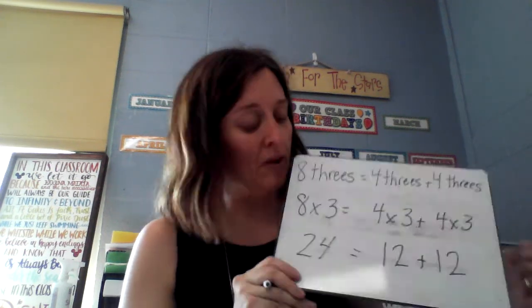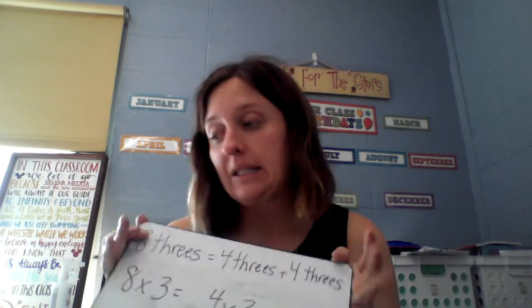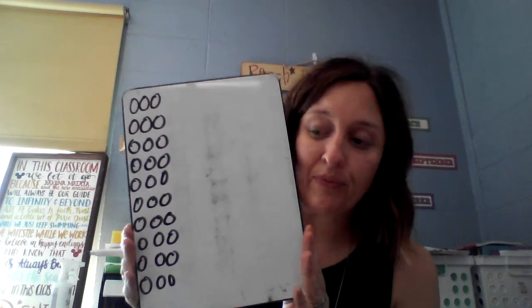So sometimes we can find the answer to bigger facts like this by breaking it apart into smaller facts. But sometimes we might do it a different way. Still breaking apart a number, but doing it slightly different. So I'm going to show you our array again. Okay. So if we look up here, I have 10 rows of 3 total. Well, that's an awful big one.